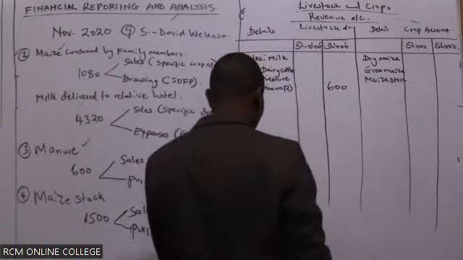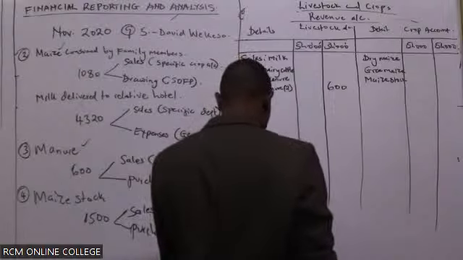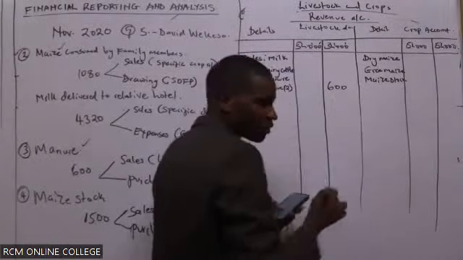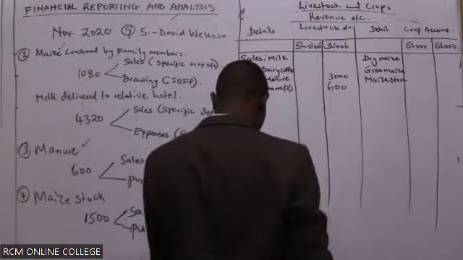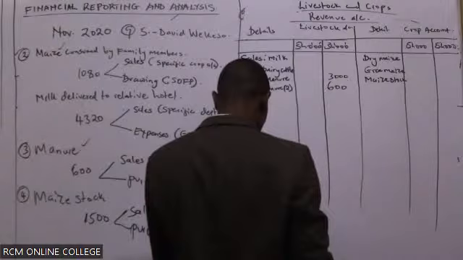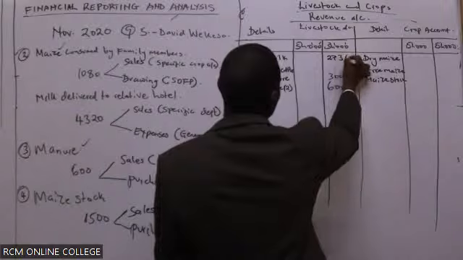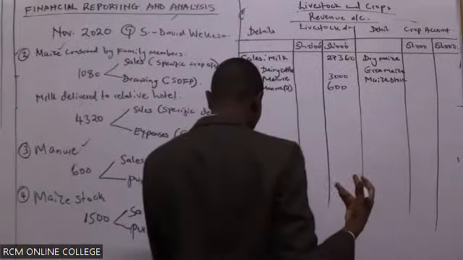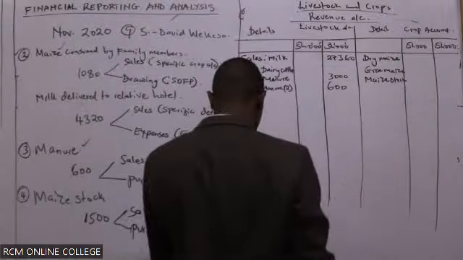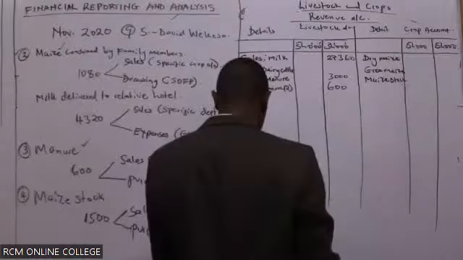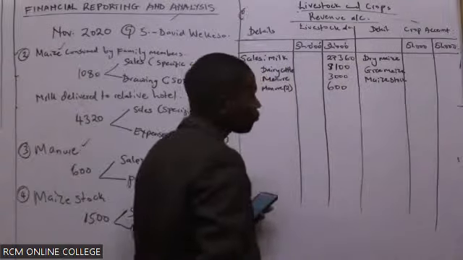Hii manure ingine ni ngapi? Somebody says 3000, right? Hii manure ingine naona 3000 hapo, if I'm not wrong. Milk ni 27360, right? And then we go to dairy, maize: dry maize, green maize, daily cattle 8100. Niangalieni kama hizo ziko sawa hivyo.